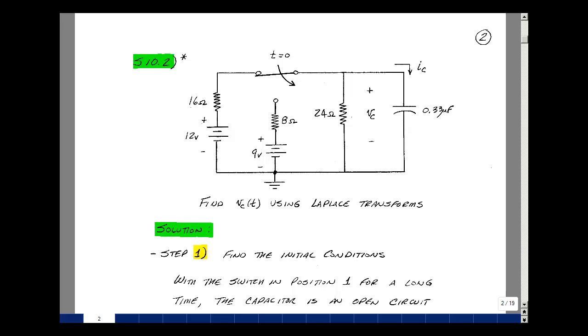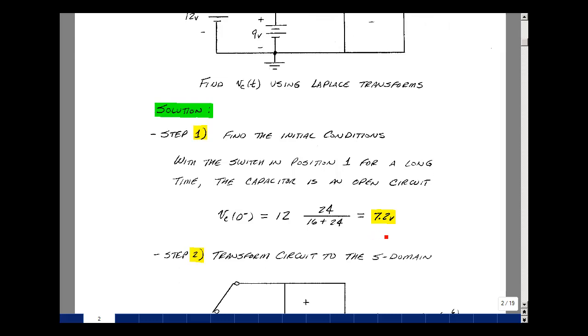First is to find the initial conditions of the reactive component, and that's our capacitor. So let's find the voltage across the capacitor when the switch has been in this position for a long time. Capacitor looks like an open circuit, and the voltage across the 24 ohm resistor is the same as the voltage across the capacitor, and so I could use a voltage divider to find that voltage. It would be 24 divided by 24 plus 16 times the voltage 12. That turns out to be 7.2 volts.